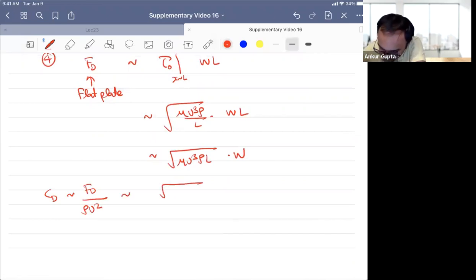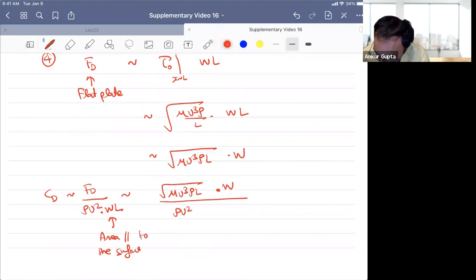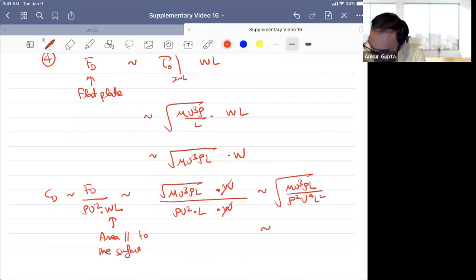This will be rho u squared times WL. So you take the area parallel to the surface, and we have mu u cubed rho L times W by rho u squared times L times W. This gets cancelled. And what you will get essentially is again mu u cubed rho L by rho squared u to the fourth L squared. And you can verify this.